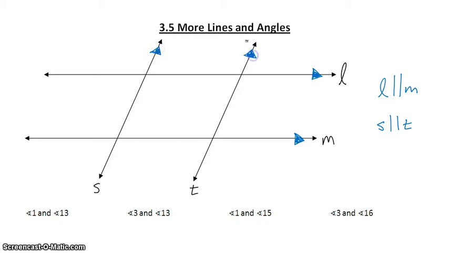But I need to distinguish S and T from L and M, so I'm going to use two arrowheads on S and T. If you look at this diagram, we've really created 16 different angles. Label those 16 different angles.